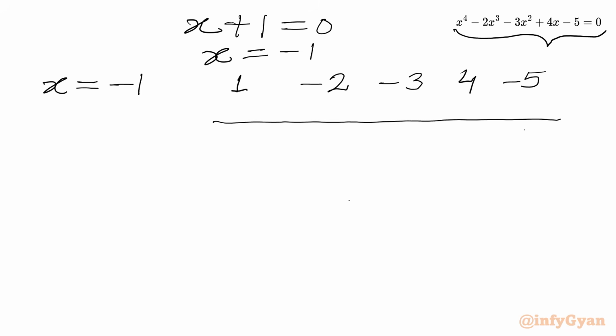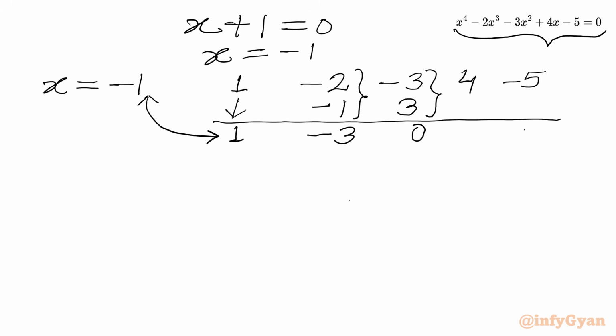We'll put one line over here. Leading coefficient 1 would be as it is. We will multiply minus 1 with leading coefficient 1. Minus 1 times 1 will become minus 1, which we will write over here. By adding these two numbers, we will get minus 3. Minus 1 times minus 3 becomes plus 3. By adding these, we will get 0. Minus 1 times 0 is 0. By adding these two, we will get 4. Minus 1 times 4 is minus 4. By adding these two numbers, we are going to write here minus 9, and it is our coefficient e.